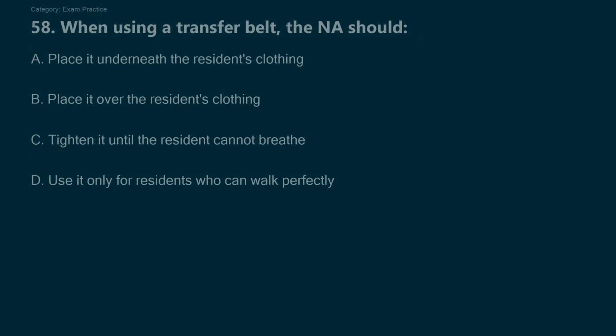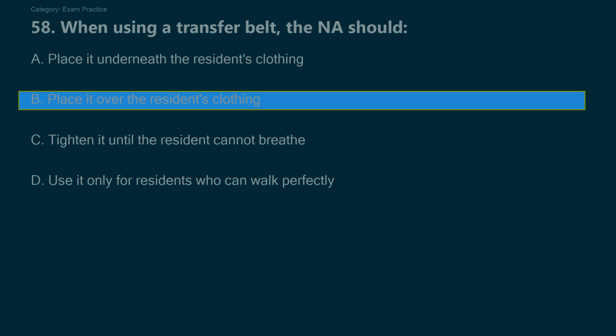Question 58. When using a transfer belt, the NA should, option A, place it underneath the resident's clothing. Option B, place it over the resident's clothing. Option C, tighten it until the resident cannot breathe. Option D, use it only for residents who can walk perfectly. The correct answer is option B, place it over the resident's clothing.